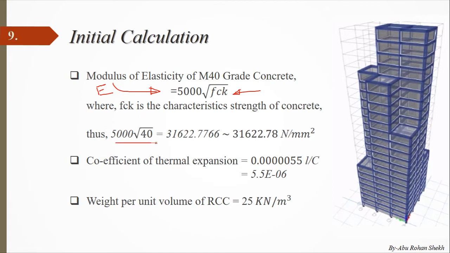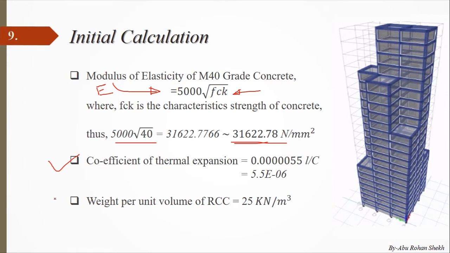So the equation gives us the result something like 31622.7766, which is almost equal to 31622.78 Newton per millimeter square. And next, we have to calculate the coefficient of thermal expansion for concrete, which is 5.5 into 10 to the power minus 6.